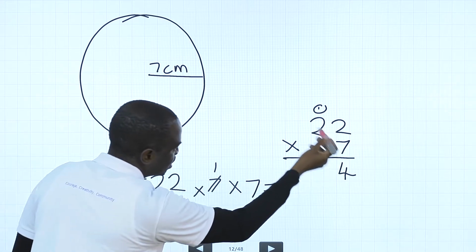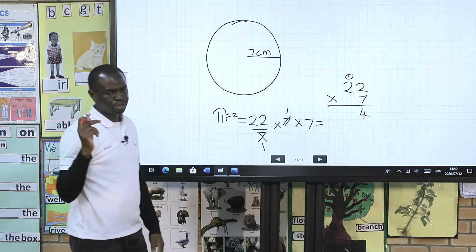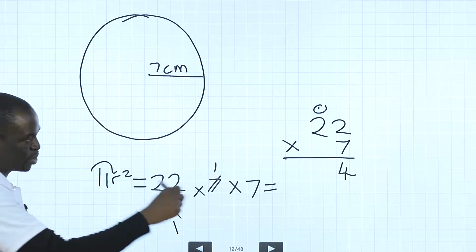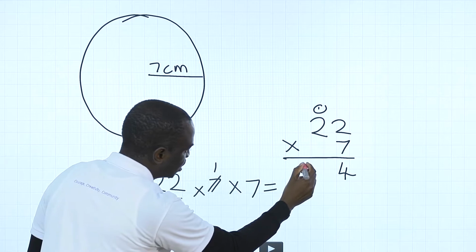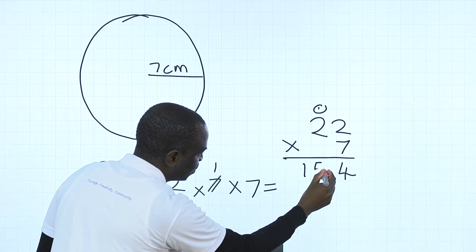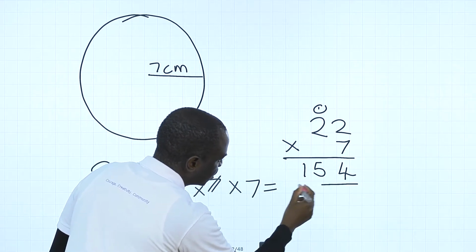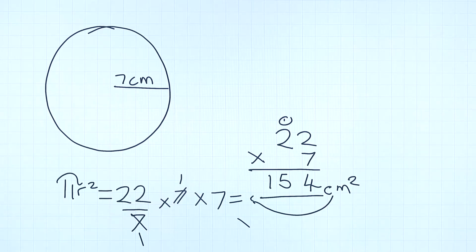Then you multiply 7 times 2 again. It gives you 14. That 1 which you carried should be added to the 14. So that gives you 15. So you write your 15, draw the line there, put your centimeter squared. So you must write this answer there, and that's how you get your answer correct.